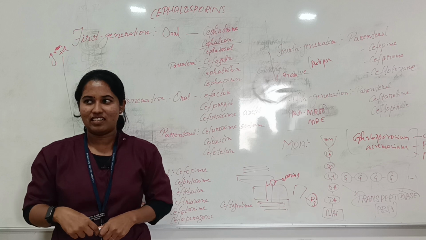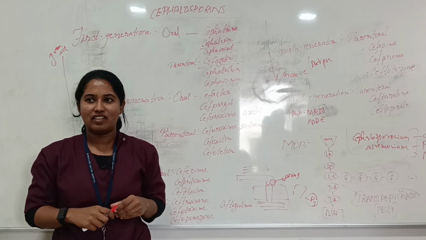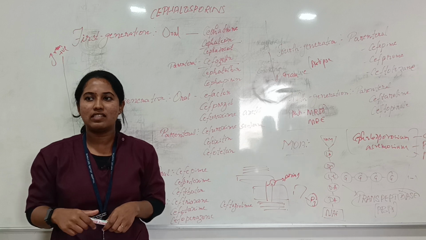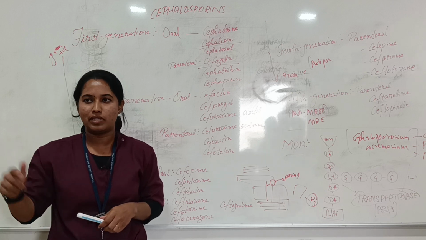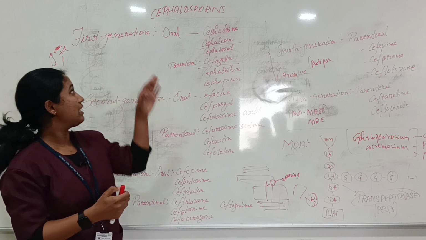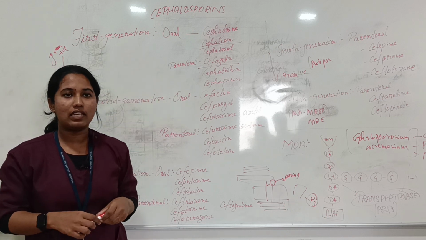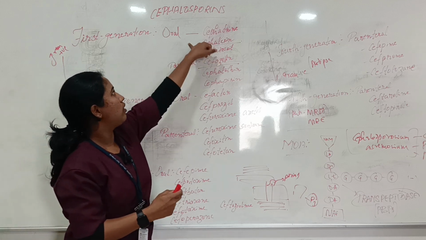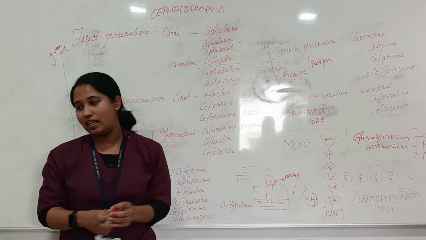Staphylococcus aureus, Streptococcus pneumoniae, all the species. Staphylococcus aureus, Staphylococcus epidermidis, and Streptococcus. So these are the gram-positive cocci. So basically, first generation is more focused on gram-positive cocci. In this, oral is cephalexin and parenteral is cefazolin.